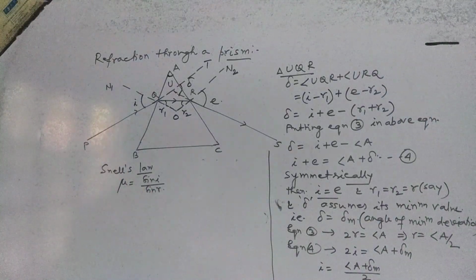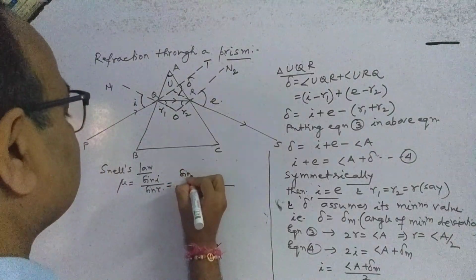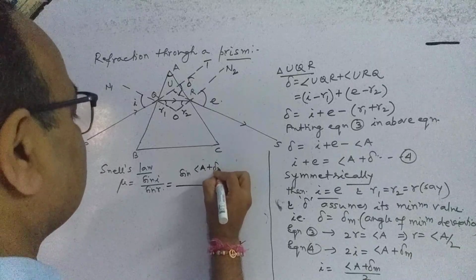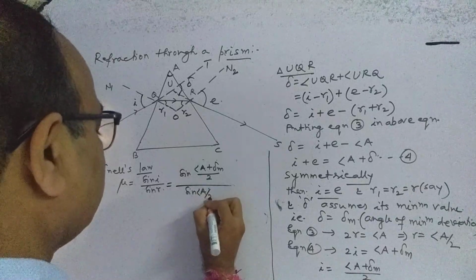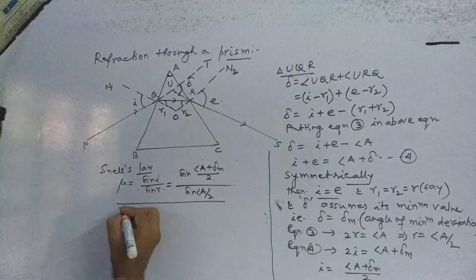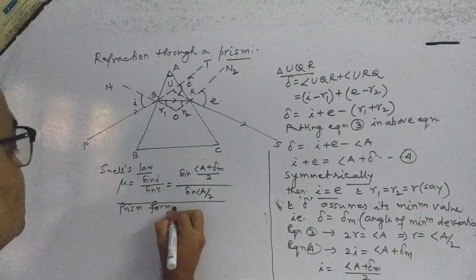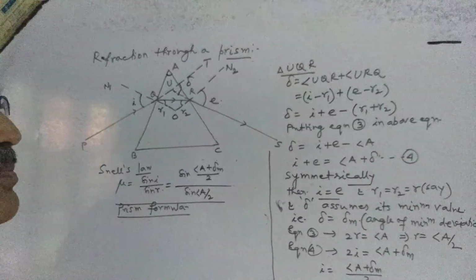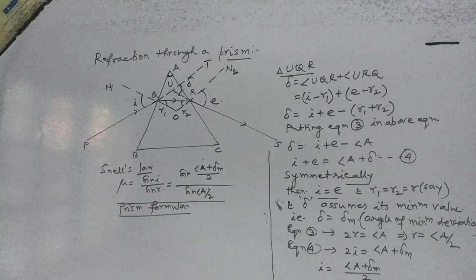sin I by sin R. How much will it be? It will be equal to sin of angle A plus delta M by 2, by sin of angle A by 2. This is called the Prism formula. Very important formula. It's called the Prism formula. Look, this formula is called the Prism formula, and we are getting the angle like this, the angle of minimum deviation.